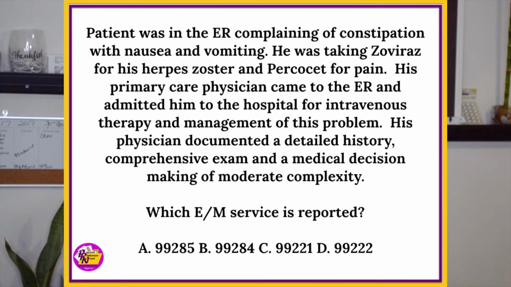Which E&M service is reported? Is it A, 99285, B, 99284, C, 99221, or D, 99222? There are 5 pieces of information that you need to know to correctly answer this question. Number 1, type of service.